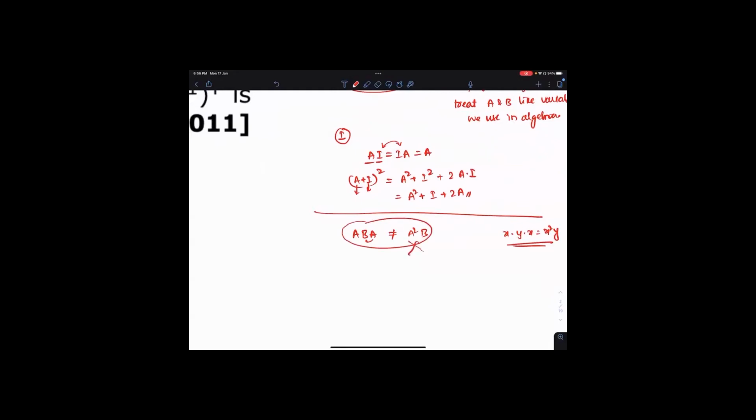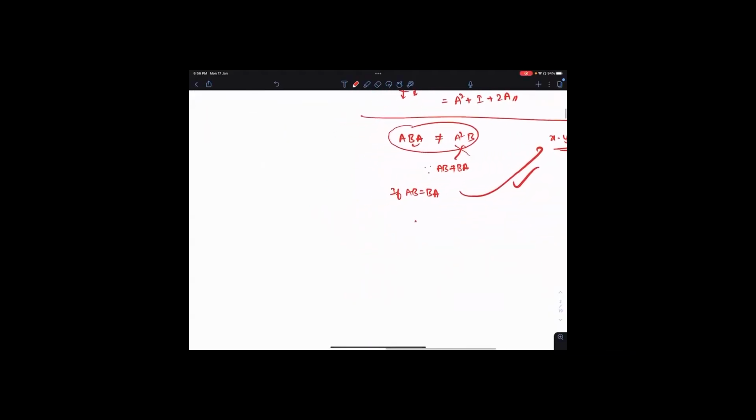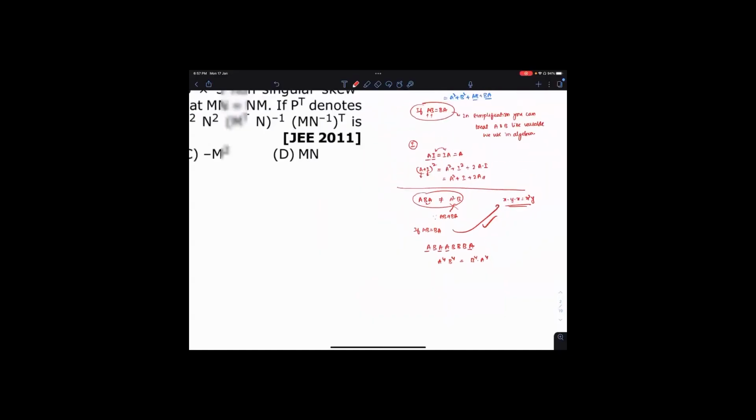Again, the only reason why this is not equal is because AB is not equal to BA. But if AB equals BA, you can do this. Okay. That means if AB equals BA, if you have A, B, A, B, B, B, A, you can combine. How many A's are there? 4 A's. So A power 4. How many B's are there? B power 4. Or you can write it as B power 4 into A power 4. Just treat them like X and Y. Okay. So you can do that. Keep that in mind, guys.